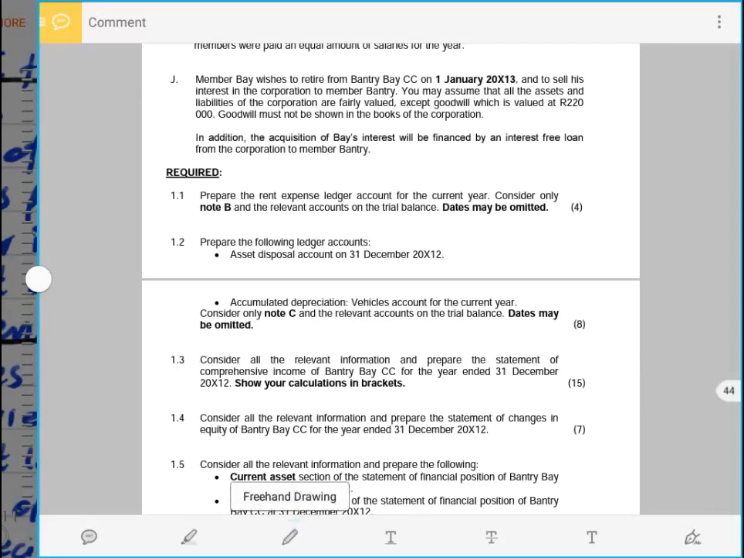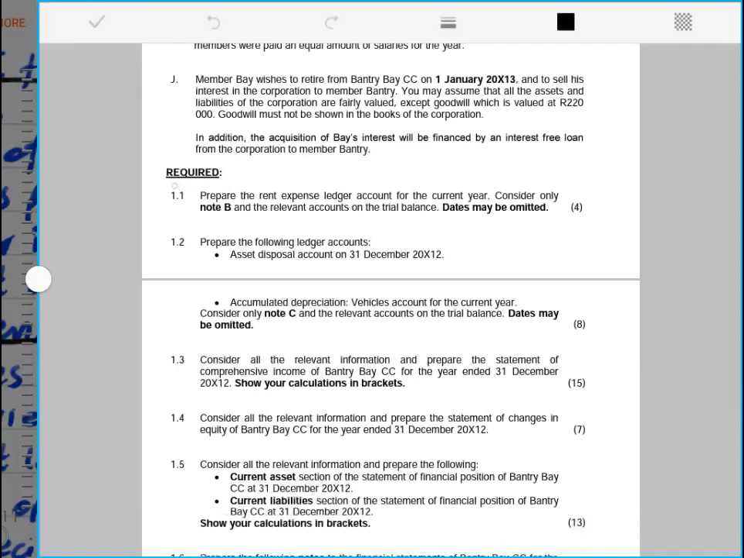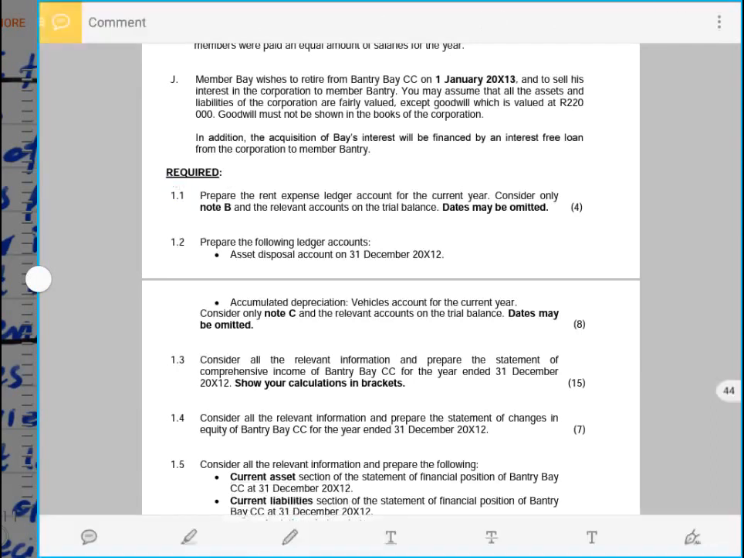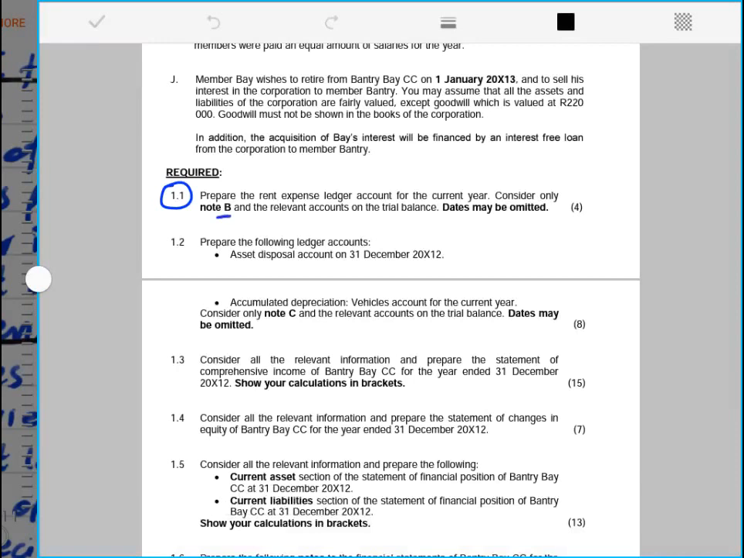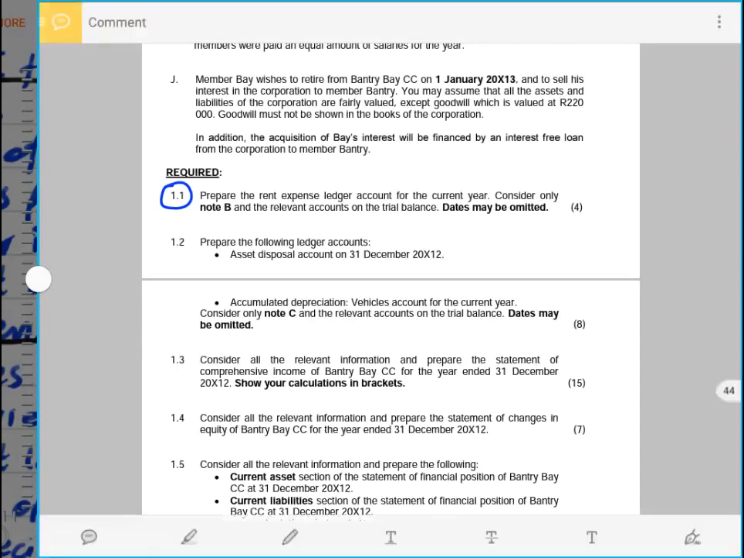Requirement number 1 says prepare the rent expense account. I will definitely do that. In the preparation of the rent account for the current year, we are required to consider note number B and the relevant accounts on the trial balance. Dates may be omitted. That is out of 4 marks.